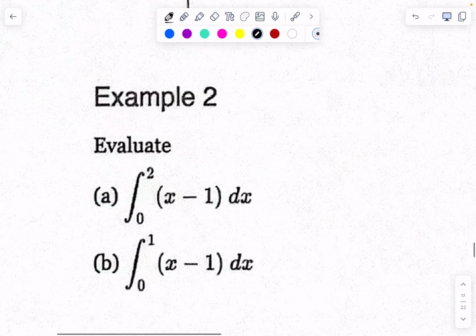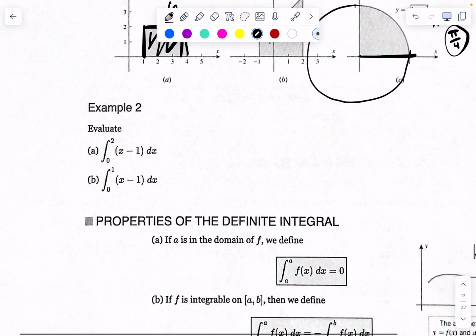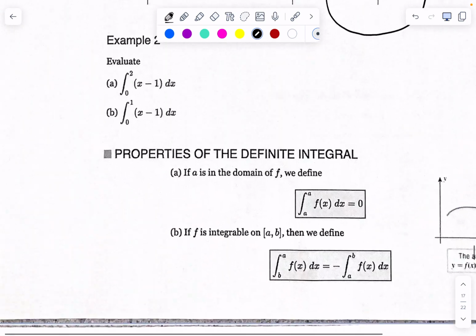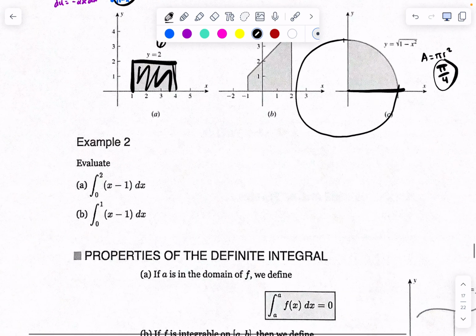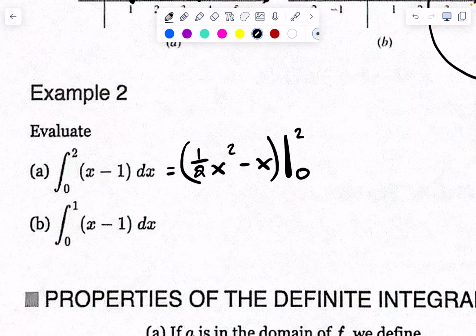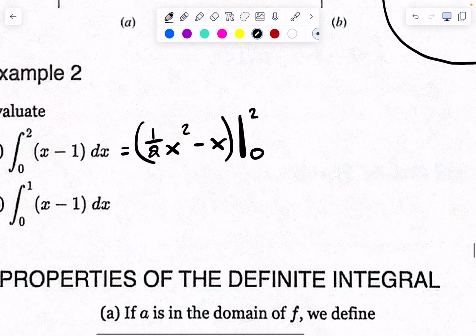Okay, let's do it. How much is left of this? Is this a packet? Is it a page? It's just a page. It's 2 pages. What if x squared minus x? Yeah, okay, example 2. Reese got it. 1/2 x squared minus x is my antiderivative, plug in 2, plug in 0. B is the same thing, except we're plugging in 1 and 0 instead.